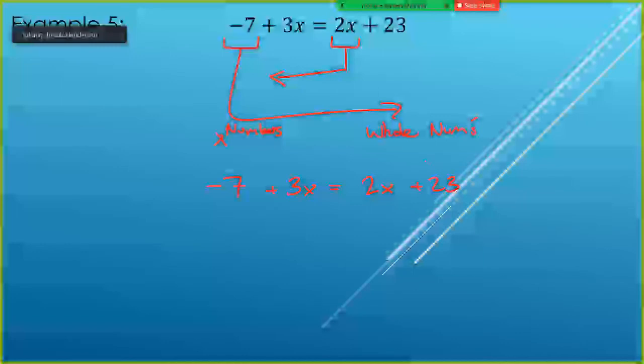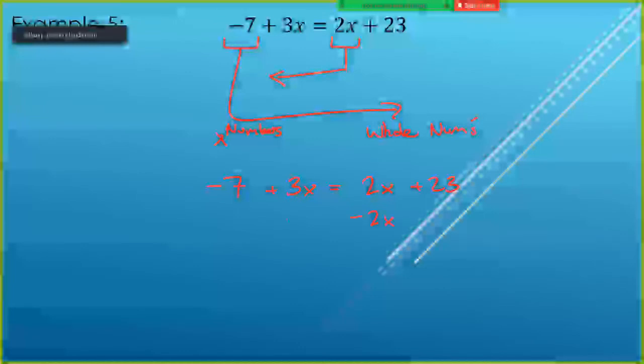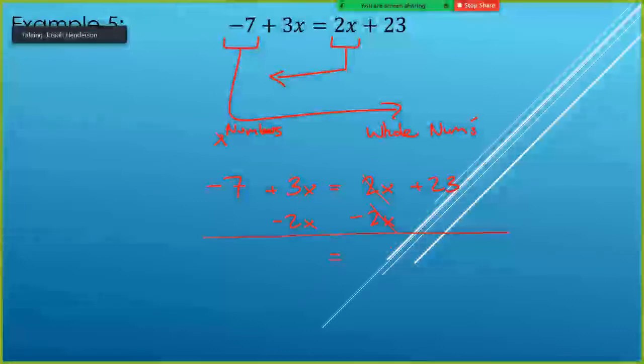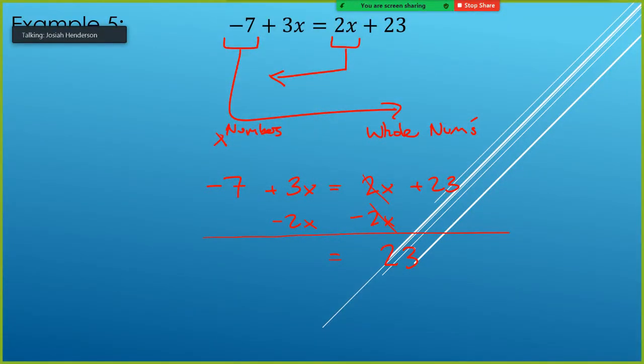So this will take a few steps. To move my 2x over, remember, you can't just pick it up and drag it. You've got to use your properties of equality. So I'm going to minus 2x from both sides. Now, like terms kick in here. So 2x minus 2x, those are interacting. They get to cancel out, because 2x's minus 2x's is 0. So on the right, we're just left with 23.